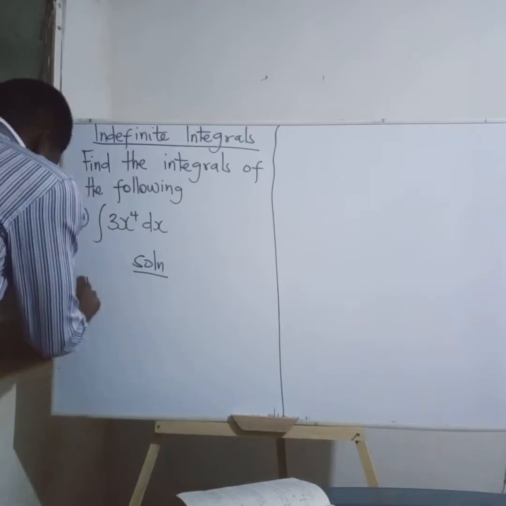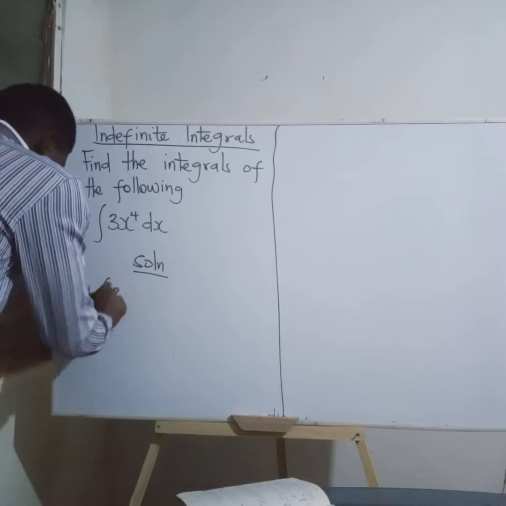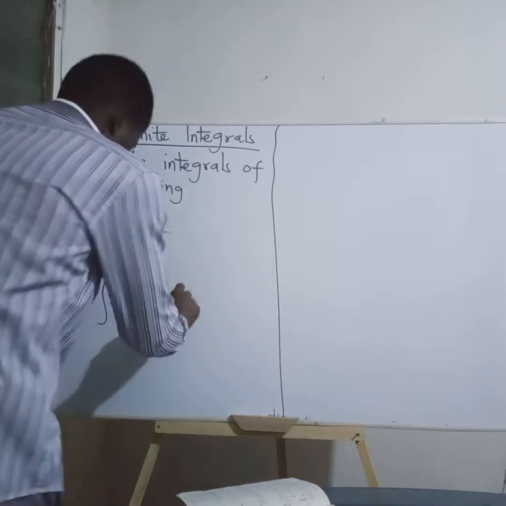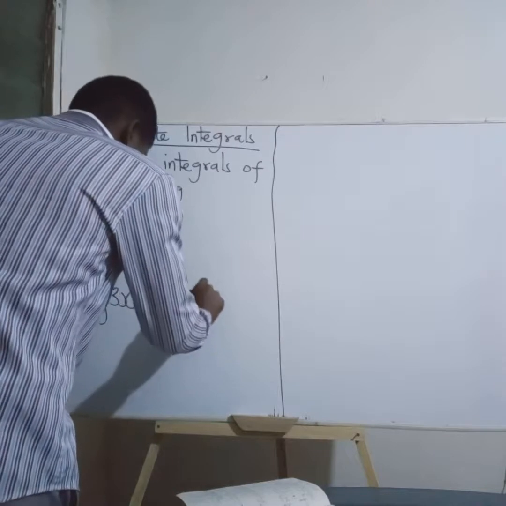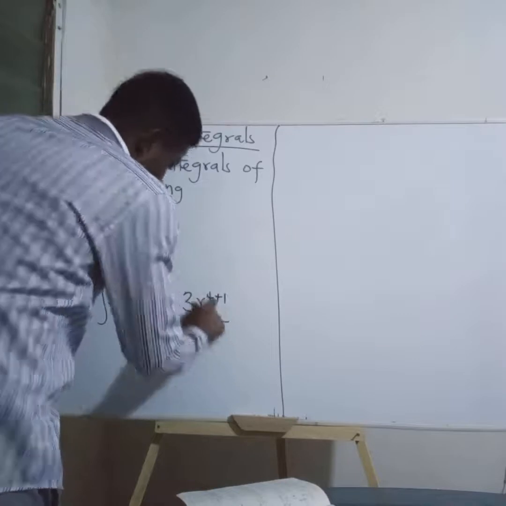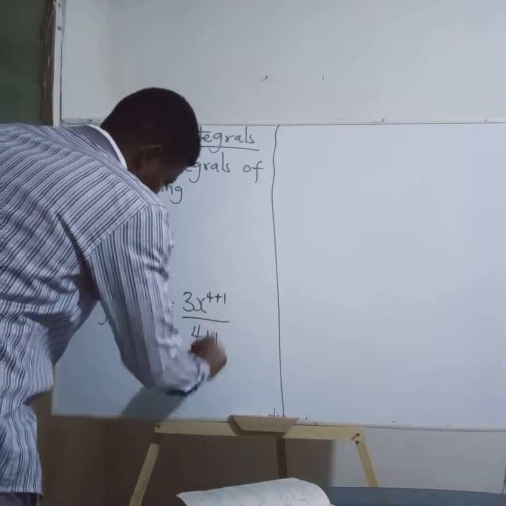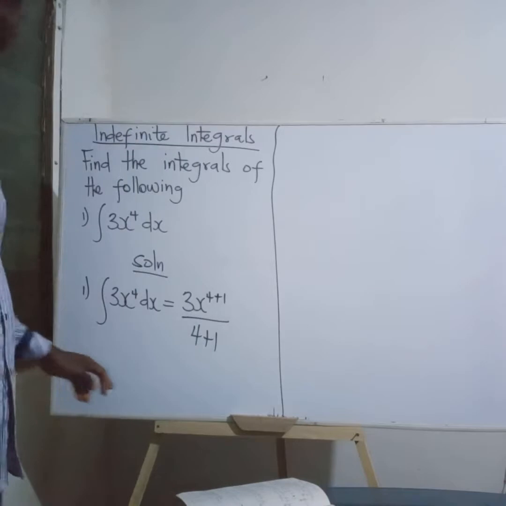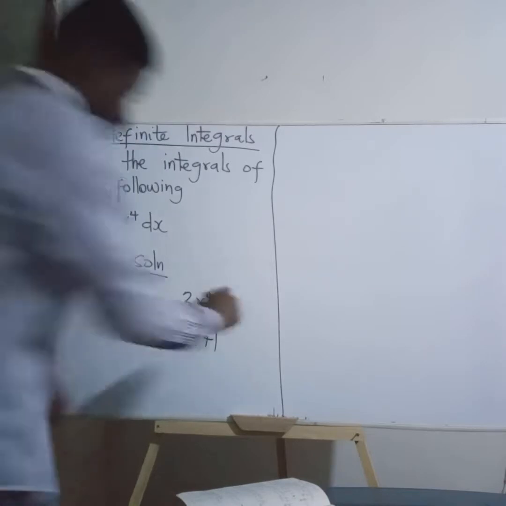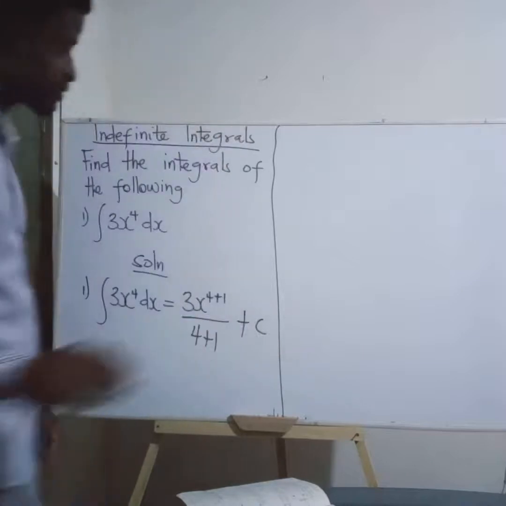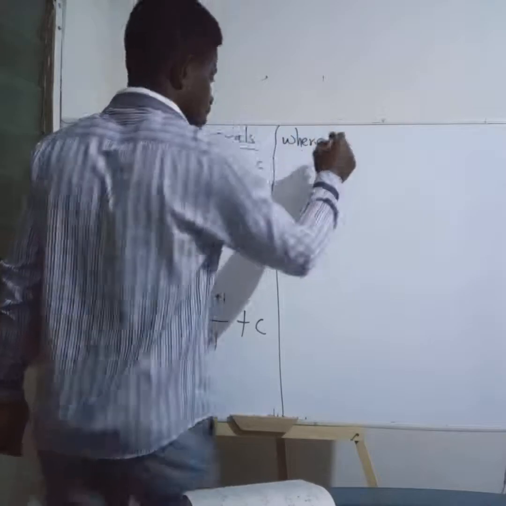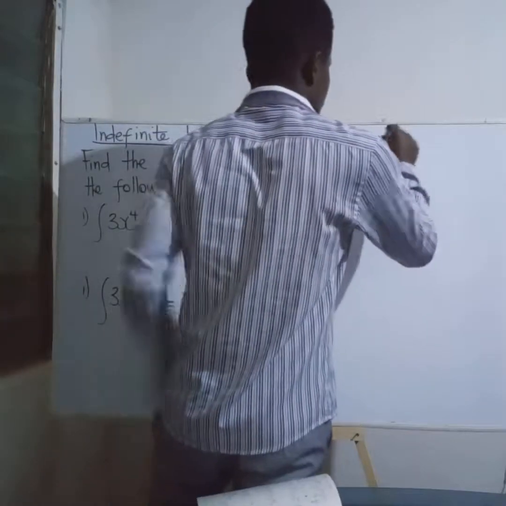So the first one, the integral of 3x to the power 4 dx is equal to 3x to the power 4, then I'll add 1 to the power divided by the whole power, which is 4 plus 1. And because I'm dealing with indefinite integrals, that is integrals without lower and upper limits, I will add plus c to it, where c is the constant of integration.